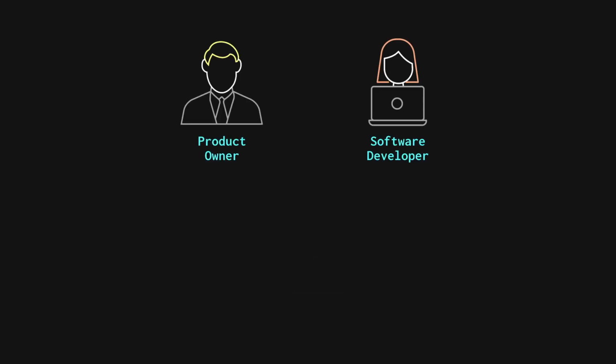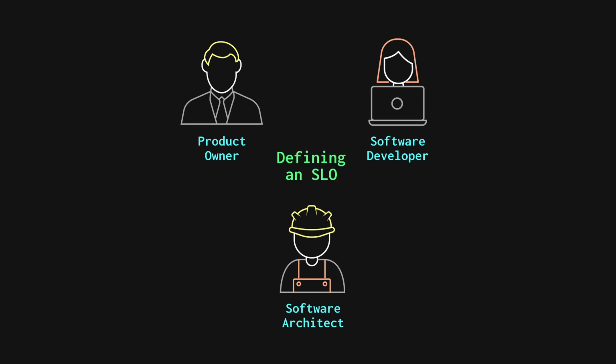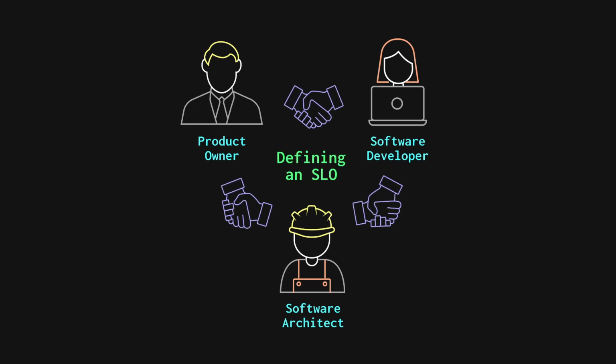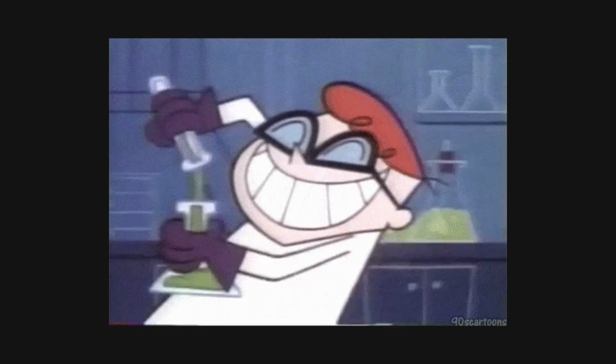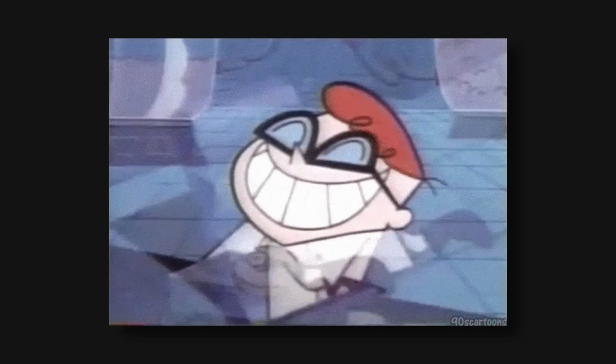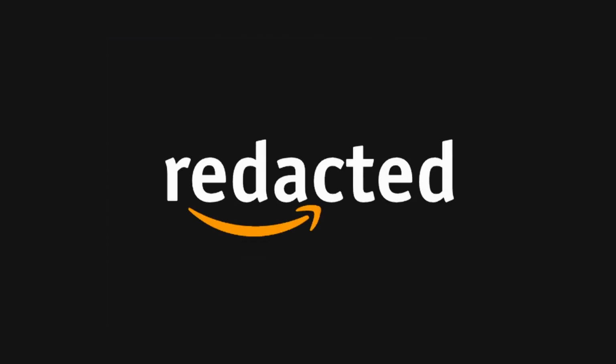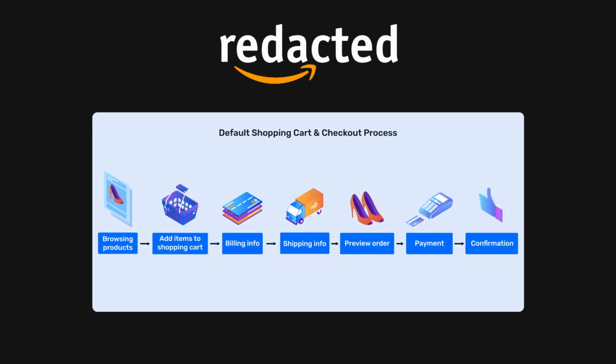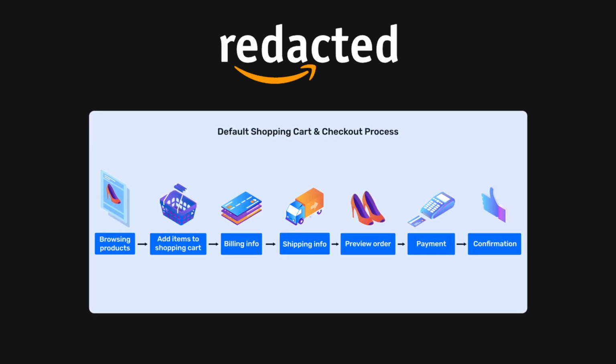Imagine we're sitting in a room with a product owner, a developer, and an architect. Defining an SLO is always a collaborative exercise. Let's build an SLO together. We'll build an example SLO that might be used in an e-commerce system that sets a reliability objective for the user's experience when placing an order.